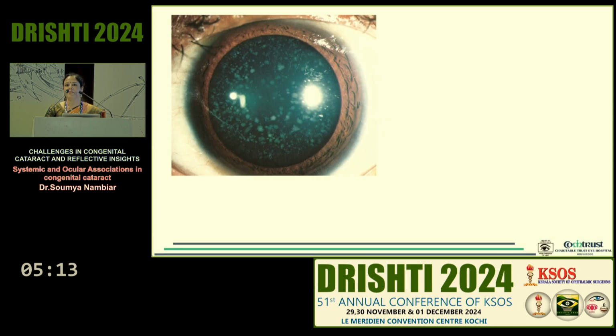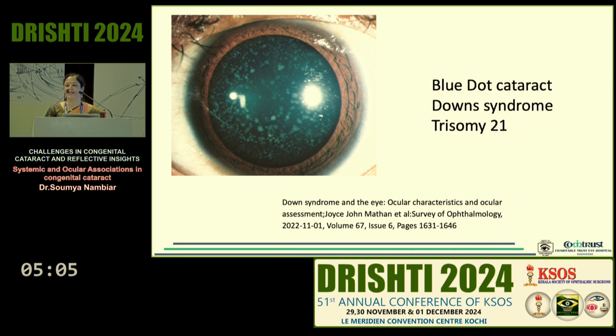So what is the type of cataract which is most commonly seen? I'm just going to deal with the commonest types. So what is this? Anybody in the audience? It's a blue dot cataract, which is commonly seen with Down syndrome. It's a trisomy 21 associated case.